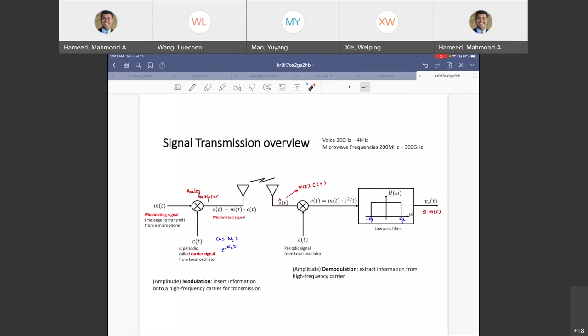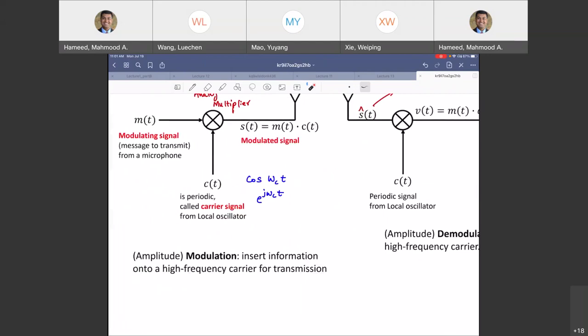You see that? Now, what we have done is amplitude modulation. What is amplitude modulation? You are changing the carrier amplitude. What are some of the aspects that you could have changed? You could have changed the amplitude of the carrier, right? You could have changed the frequency of the carrier, or you could have changed the phase of the carrier. You could have changed any one of those three things to modulate a message.